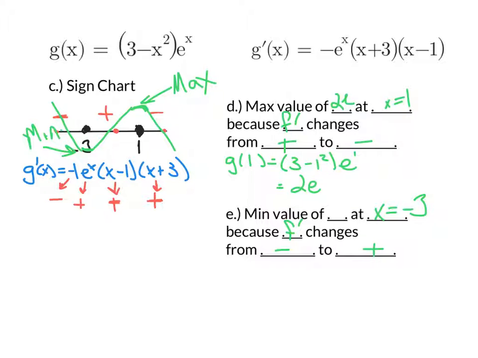So the original function changes from decreasing to increasing. But what is that minimum value? That's going to be the value of the function at negative 3. So we're going to take that and plug it in. 3 minus 3 squared times e to the negative 3. Well, 3 minus 9 is negative 6, and e to the negative 3 is e to the negative 3. So that's our minimum value, negative 6 e to the negative 3. It happens at negative 3 because the derivative changes from negative to positive.